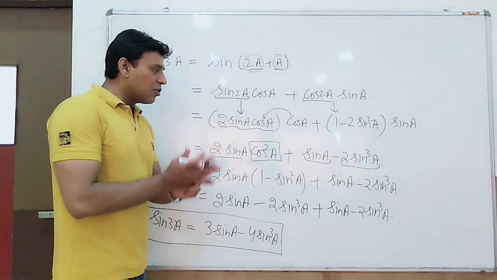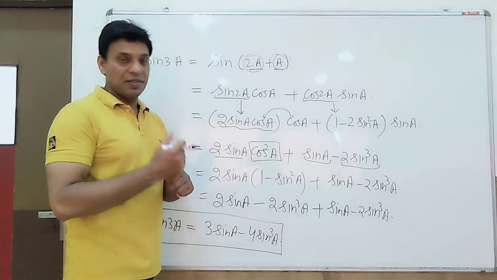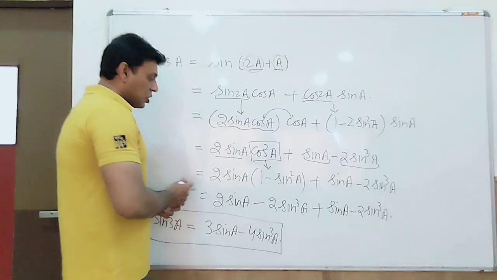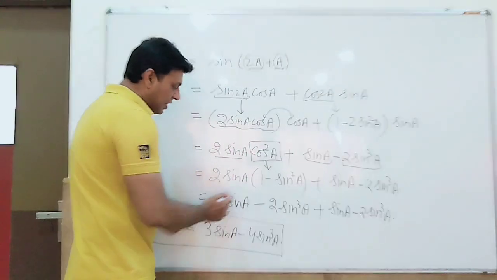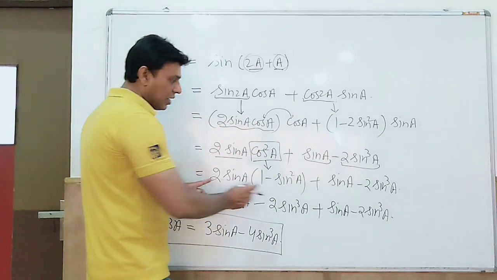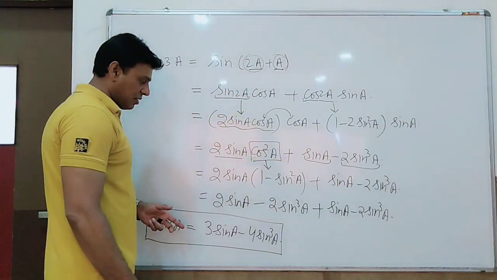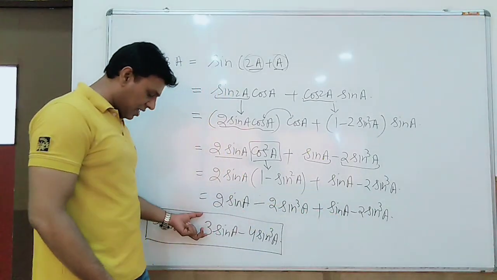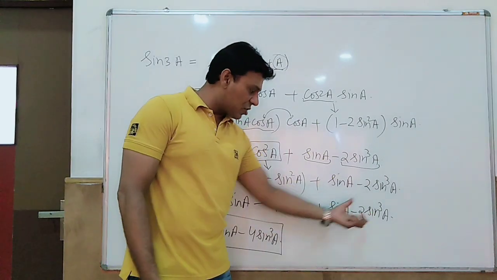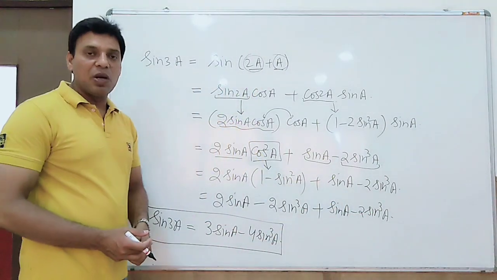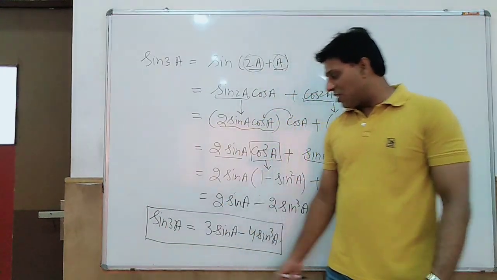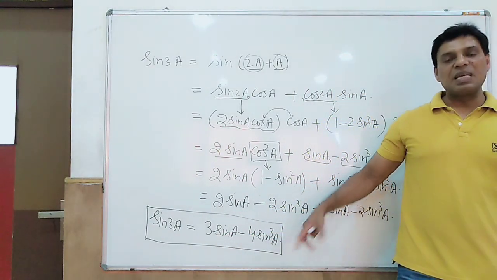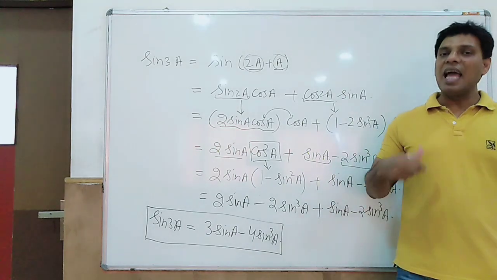Now again I have to transform all the trigonometric ratios into sine. So cos square a can also be written as 1 minus sin square a, a very basic identity. Now 2 sin a, because the outside can multiply into the bracket, 2 sin a minus 2 sin cube a, then sin a minus 2 sin cube a. If I arrange all these terms properly, 2 sin a plus sin a is 3 sin a, and minus 2 sin cube a minus 2 sin cube a is minus 4 sin cube a. And here we have the formula for sin 3a: sin 3a is 3 sin a minus 4 sin cube a. Similarly, you can produce the formula for cos 3a and tan 3a.